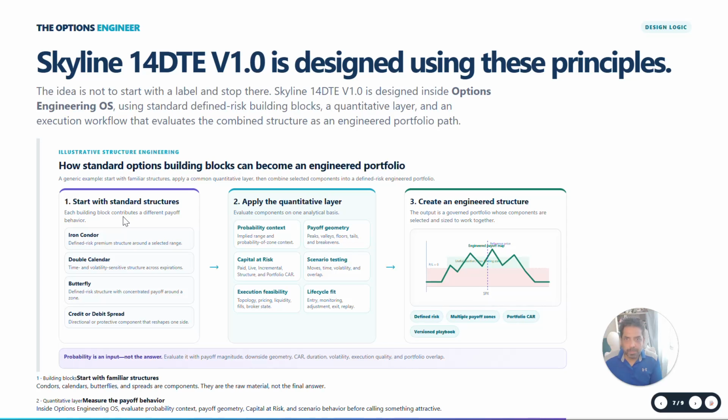This is the bridge from the demo to the metrics. Skyline 14 DTE version 1.0 is used here as an illustrative engineered structure, not as a trade template. It is built through Options Engineering OS from familiar defined-risk building blocks and evaluated through a quantitative layer. That layer includes payoff geometry, capital at risk, scenario testing, execution feasibility, and lifecycle fit. The platform also supports the execution side of the process.